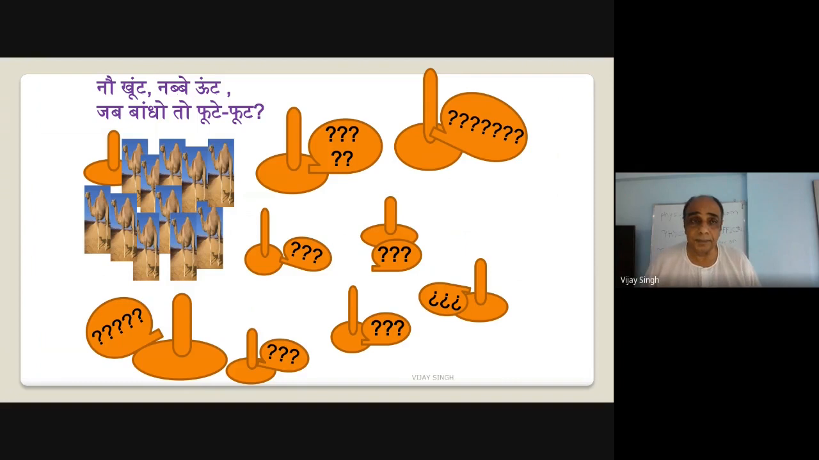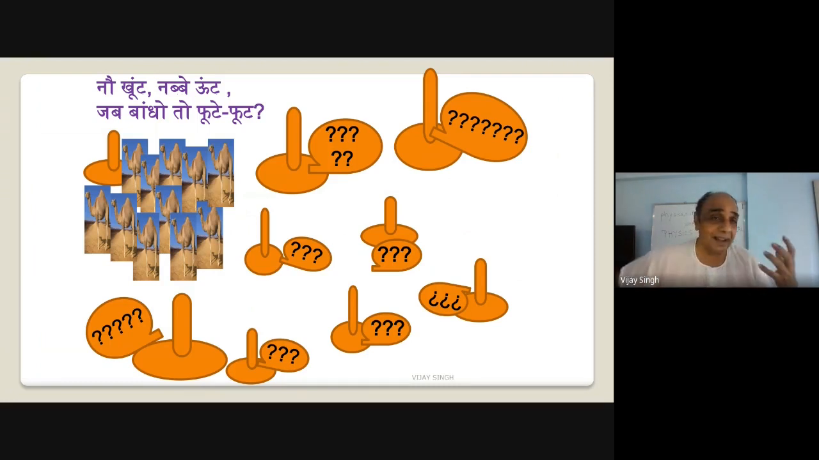of camels? In the vernacular Bhojpuri, it reads very well. Khoot, nabbe oot, jab bandho to phute, hoot. Phute means odd number. And this is one of the first times that I realized as a small kid that when you add 2 numbers, you will get an odd number only when you add an even and an odd. But if you were to add 2 even numbers, and also if you were to add 2 odd numbers, you'll get an even number. So there is no solution to this problem. And that is the catch.